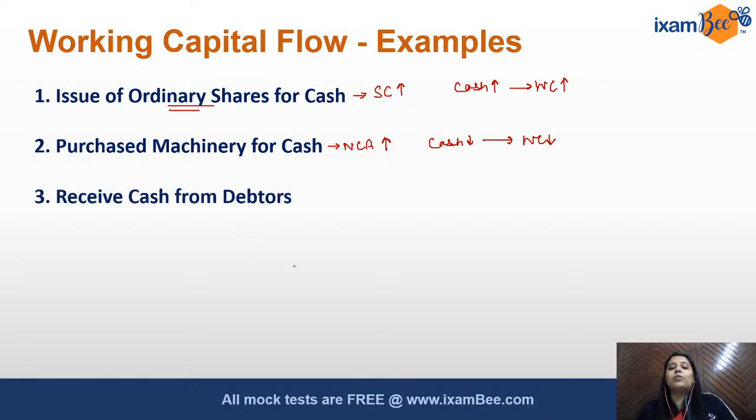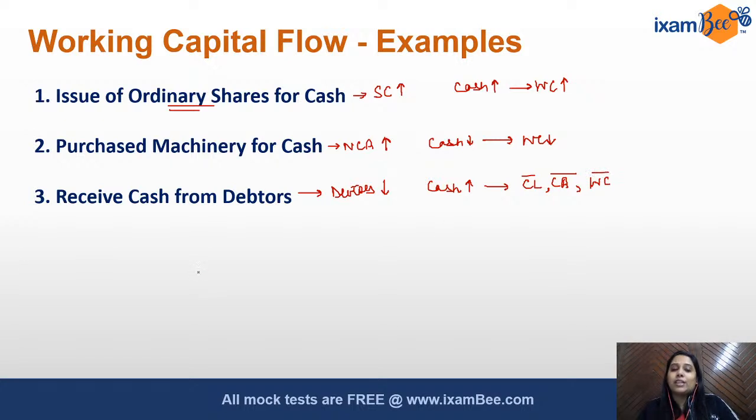Third is receiving cash from your debtors. When you receive cash from your debtors, one part of the current assets, which is debtors, goes down, and another part of the current assets, which is cash, goes up. Current liabilities are not changing, and current assets as a whole are not changing either, because whatever is the increase in cash is the same as the decrease in debtors, unless you have given some discount to your debtors, right? So in such cases, guys, your current assets will not change, though the composition of the current assets will change. Since total current assets and current liabilities are not changing, the net working capital will also not change.